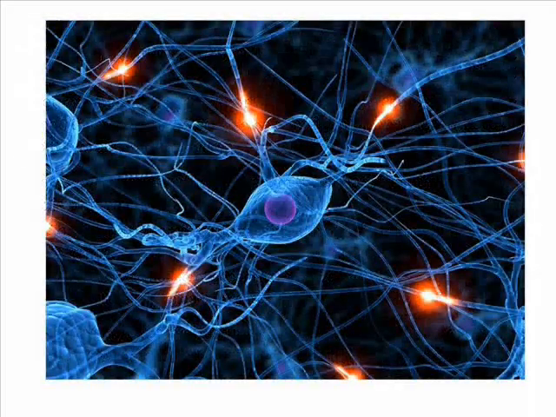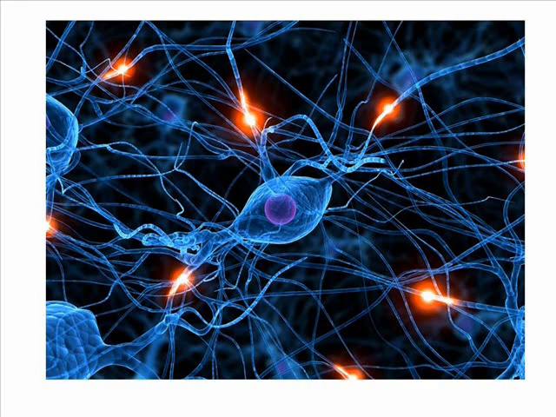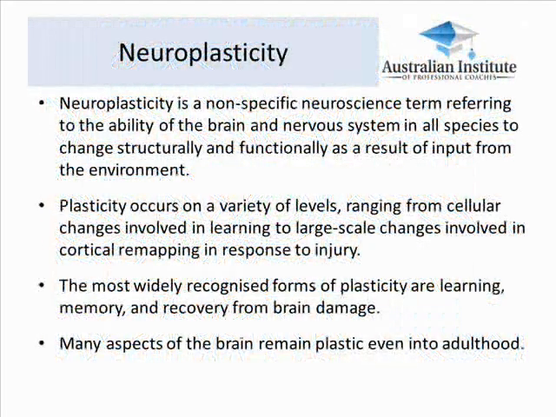This is a slide of a cell showing its nucleus as well as the trailing dendrons which connect the cells. You can see how the neurotransmitters fire when they send instructions to the body. Neuroplasticity is the ability of the brain and nervous system to change structurally and functionally as a result of input from the environment. This ability allows us to adjust to our environment, for example, to recover after a road accident.